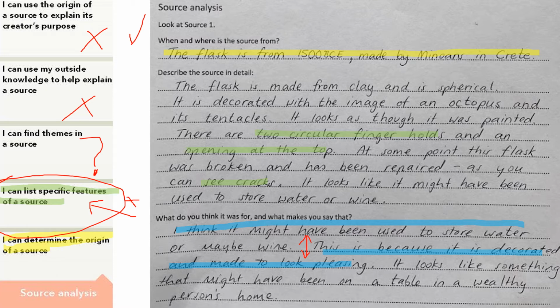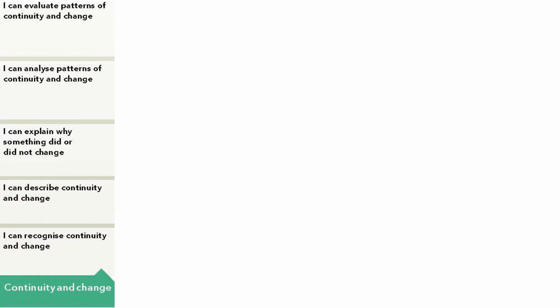Anyway, next skill. So the next skill is continuity and change. Can they recognize it? Can they describe it? Can they explain why something did or did not change? Can they analyze and can they evaluate? That's some pretty high level stuff. So let's see what the student did.